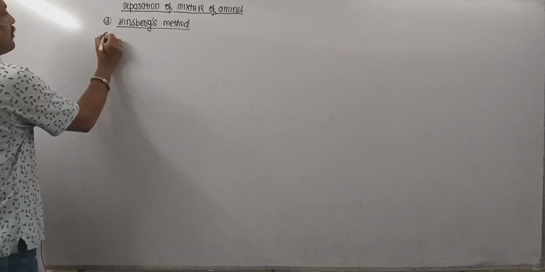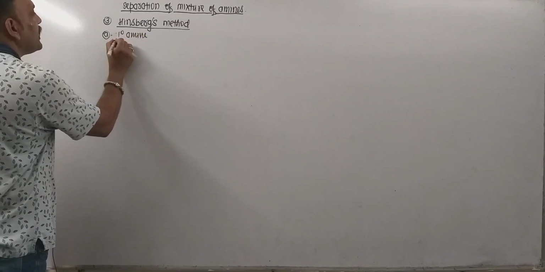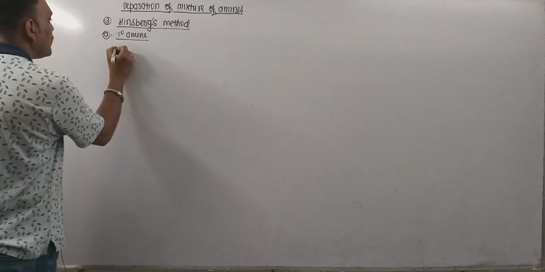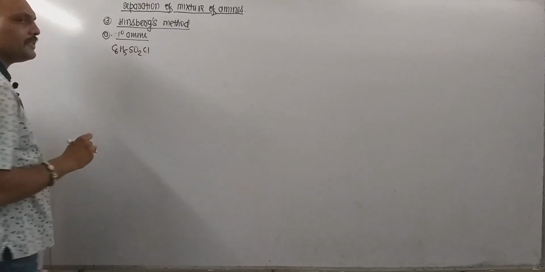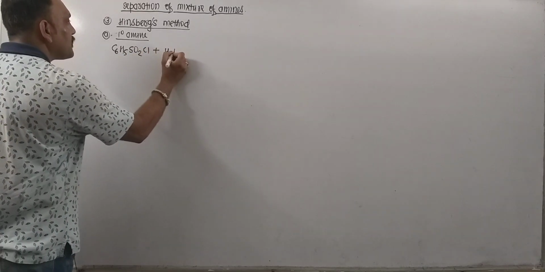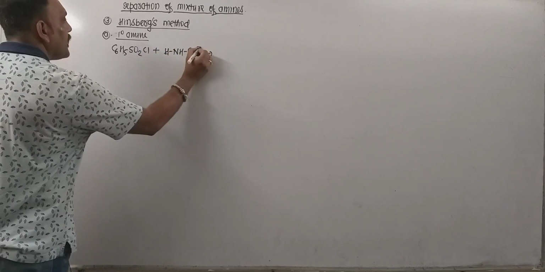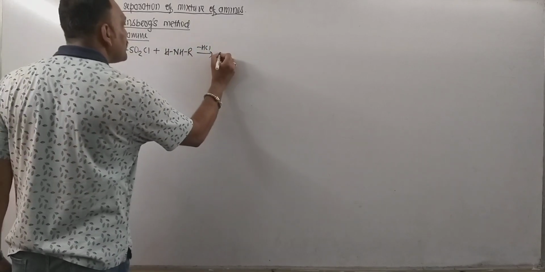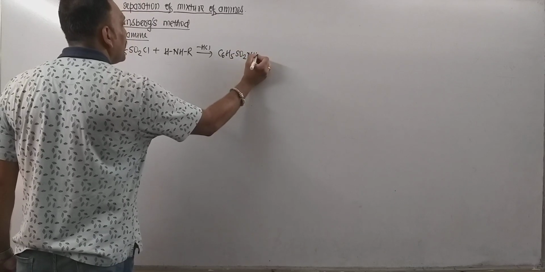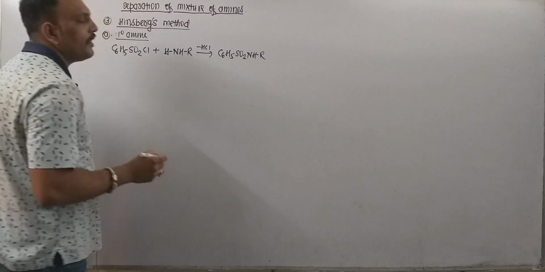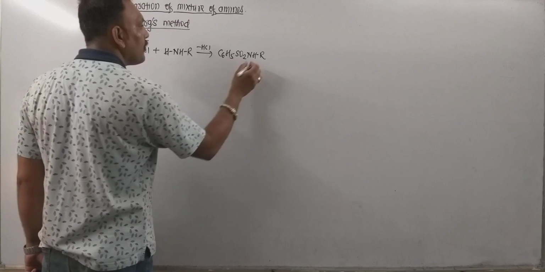So remember what the response of the amines will be. When we treat a 1 degree amine with Hinsberg's reagent, C6H5SO2Cl, that is benzene sulfonyl chloride, with our primary amine RNH2, departure of HCl takes place, leading to the formation of C6H5SO2NHR. This is N-alkyl benzene sulfonamide.